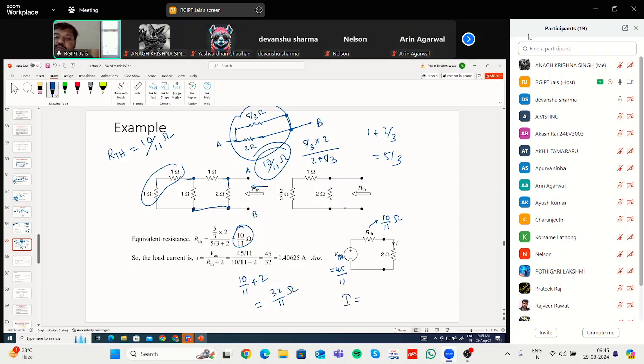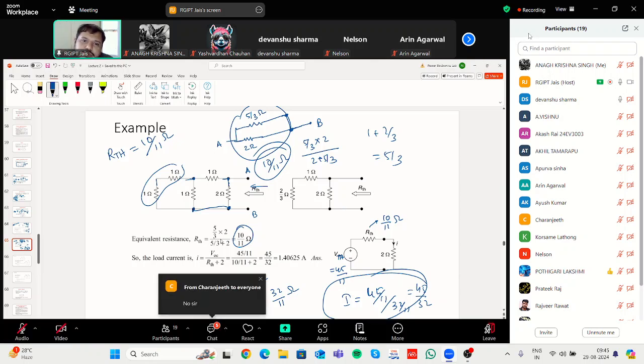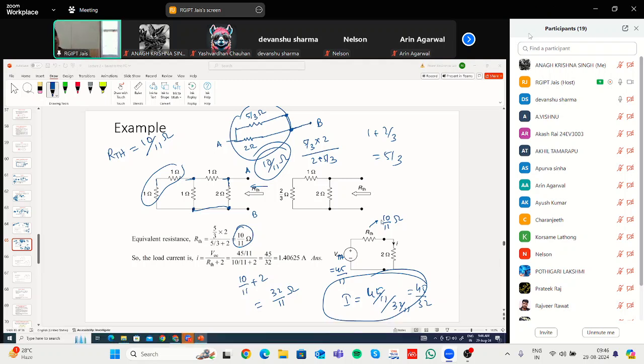What is the current flowing? I will be the voltage, that means 45 by 11, divided by the total resistance 32 by 11. So 45 by 32. So this will be the current flowing through the load resistance. Now, if you have any doubt, let me know. Okay. So this is the basic idea of Thevenin's theorem.